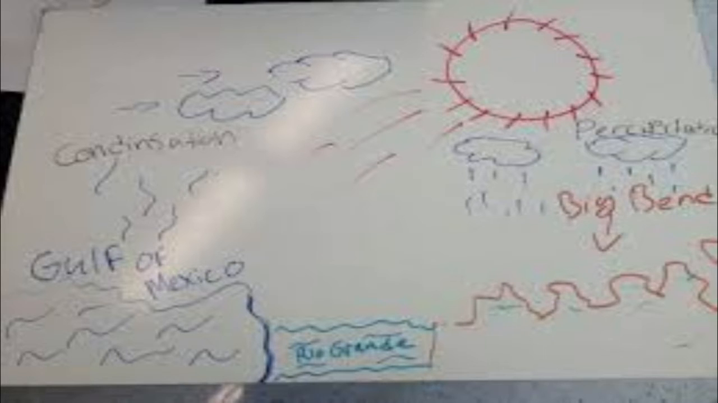Here's how the Big Bend water cycle works. Rio Grande runs into the Gulf of Mexico. Then the water evaporates and condenses into the clouds, and then the clouds go over to Big Bend by the sun, and then it rains over Big Bend, and the process is repeated.